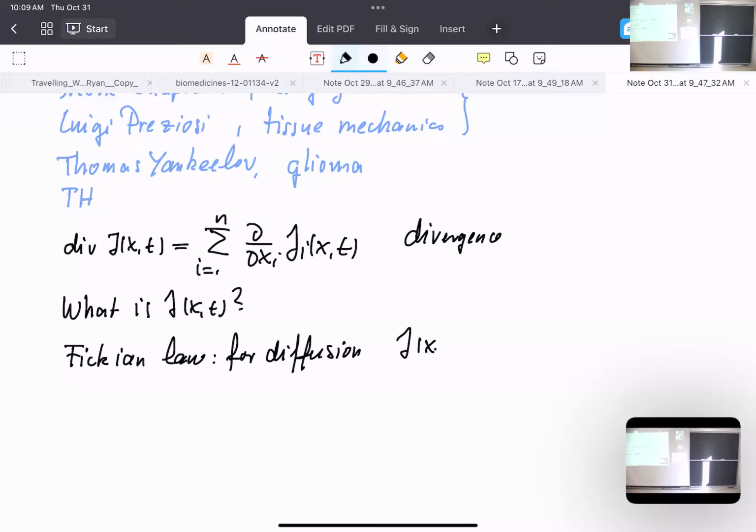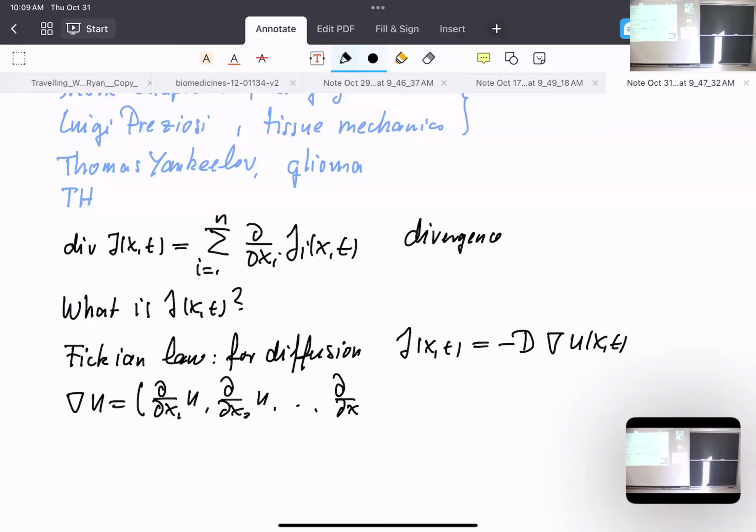Let me write this down. So J of x,t is a constant, which will turn out to be the diffusion constant, times the gradient of U of x and t. This upside down triangle is a gradient. Maybe I do this as well just quickly. It makes a vector: d by dx1 of U, d by dx2 of U, and so on, d by dxn of U. So we have a scalar quantity U, population density, and we make it into a vector by taking all the derivatives. And then J is a vector too, so the type matches. The vector is proportional to a vector, so that's great.